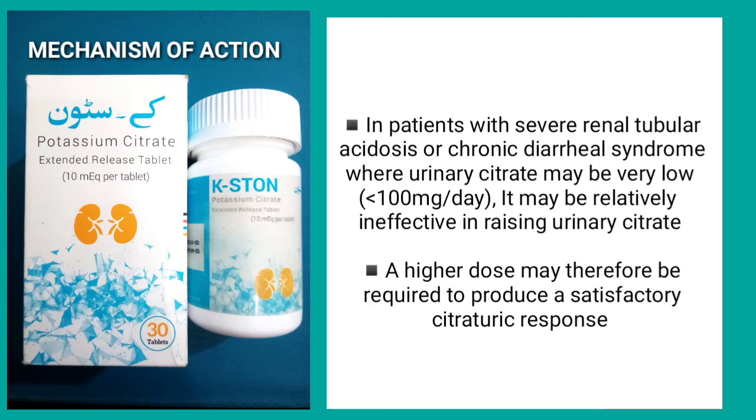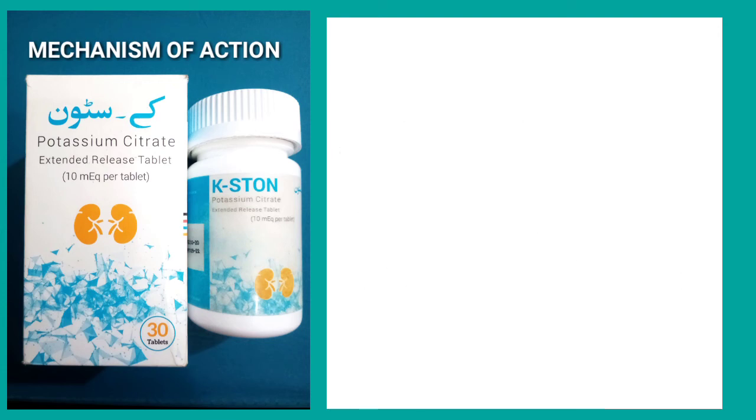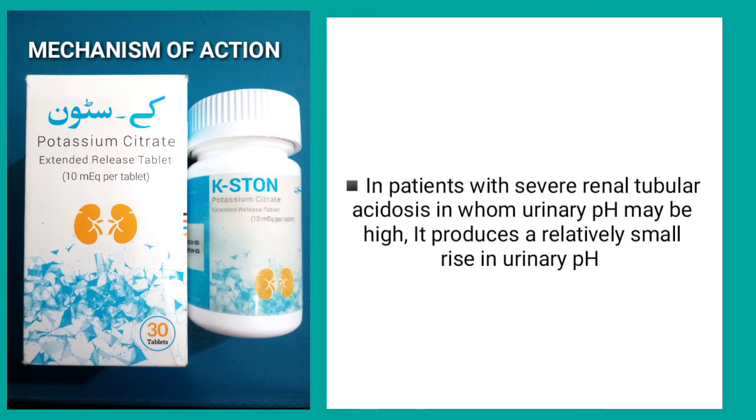In patients with severe renal tubular acidosis or chronic diarrheal syndrome, where urinary citrate may be very low, less than 100 mg per day, it may be relatively ineffective in raising urinary citrate. A higher dose may therefore be required to produce a satisfactory citraturic response. In patients with severe renal tubular acidosis in whom urinary pH may be high, it produces a relatively small rise in urinary pH.